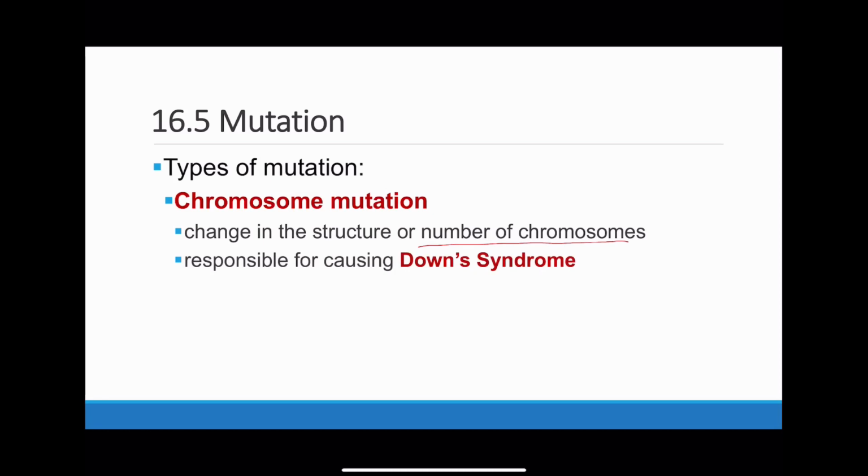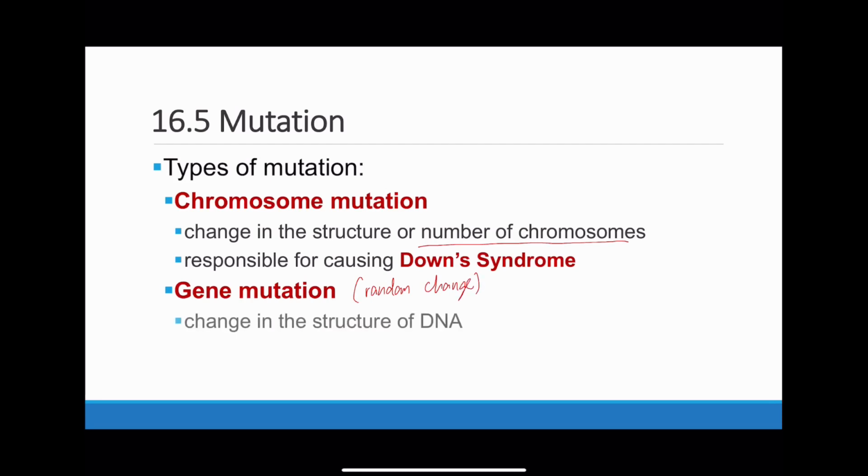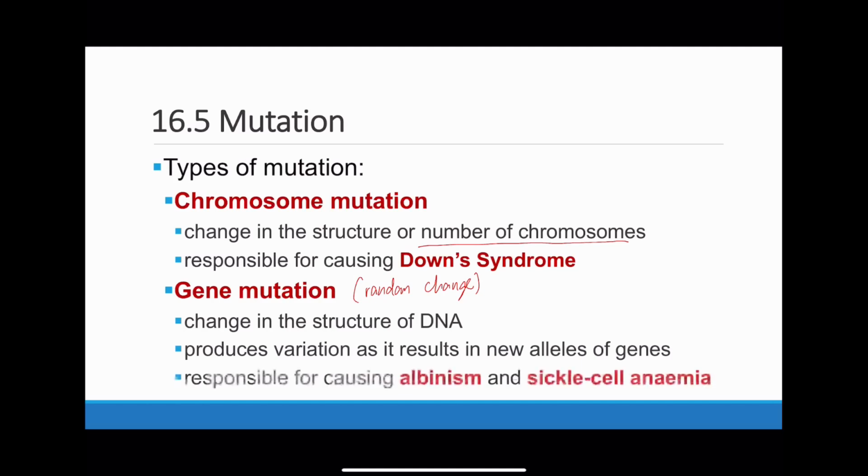The other type of mutation is a change in the gene, a mutation in the gene. Remember, a mutation is a random change. So this is referring to a random change in the structure of the gene. When the DNA structure changes, because the gene is part of the DNA, it can result in variation that gives rise to new kinds of alleles. These new alleles can in turn bring about certain conditions. In this chapter, we'll focus on two particular conditions. One is called albinism and one is called sickle cell anemia. These two are both caused by recessive alleles.